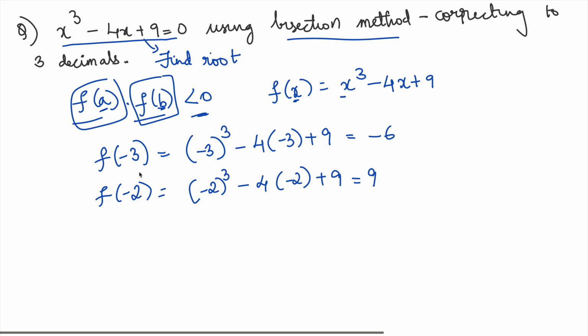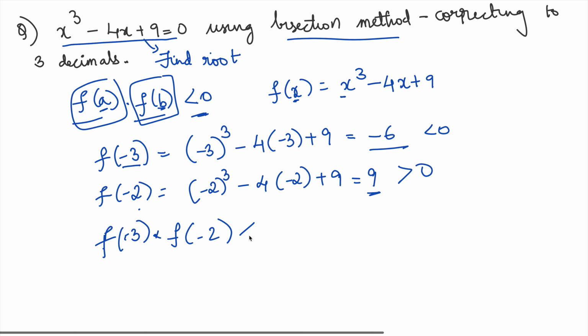Now we see here f of minus 3 is negative and f of minus 2 is positive, 9 is positive. So we got two numbers where one is negative and one is positive, right? F of a and f of b will be less than 0: f of minus 3 into f of minus 2 is less than 0. So that means the root lies between minus 3 and minus 2.